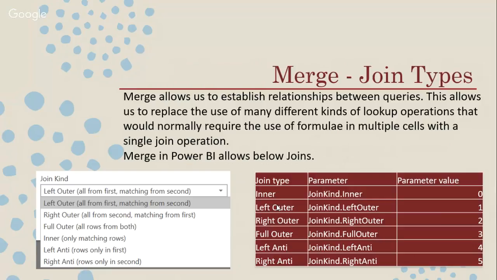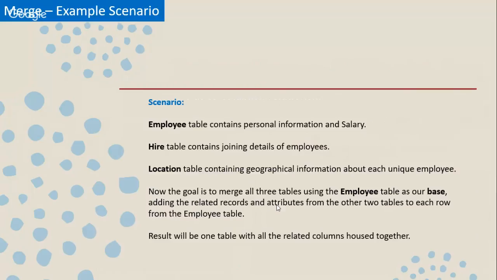And what are the different joins allowed in Power BI? As usual, left outer join, right outer join, inner join, and full outer join are all allowed. In addition to these four, we have left anti and right anti. We can see how those options show when we apply them in Power BI Desktop.